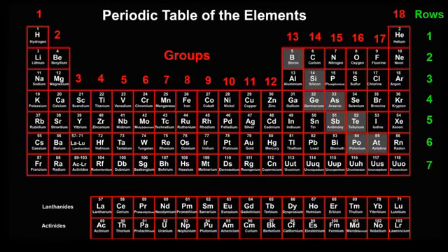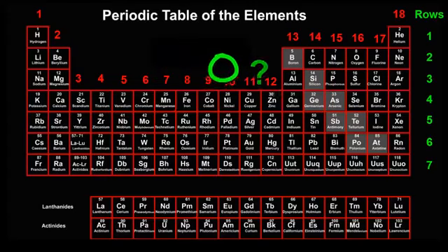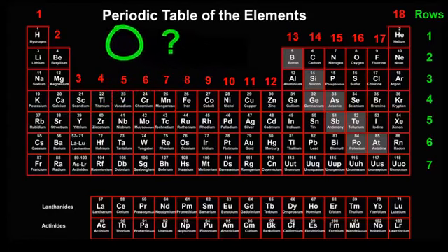Now you're ready to read the periodic table. What is the name of the element with atomic number 30? You just have to scan around and find 30. Zinc. What is the atomic number of calcium? Now you've got to find calcium on the table. 20. Which row is sulfur in? The third row.